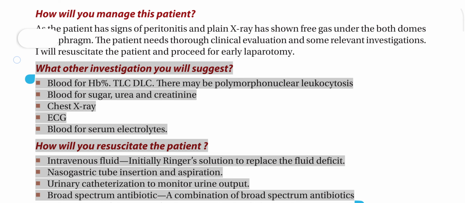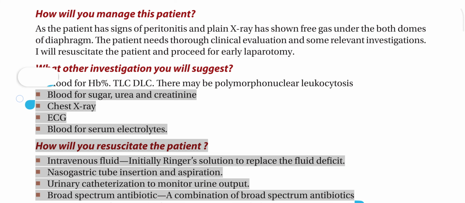What other investigation you will suggest? Blood for Hb%, TLC, DLC. There may be polymorphonuclear leukocytosis. Blood for sugar, urea and creatinine, chest X-ray, ECG, blood for serum electrolytes.